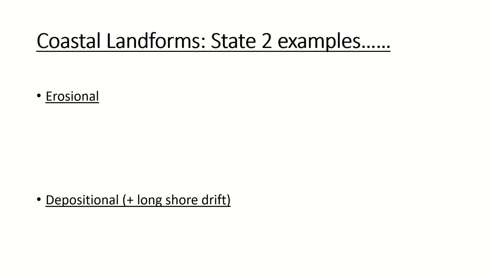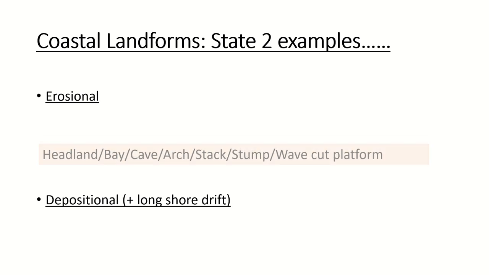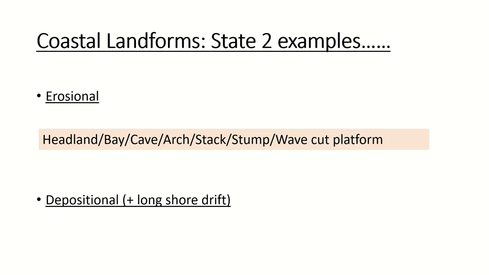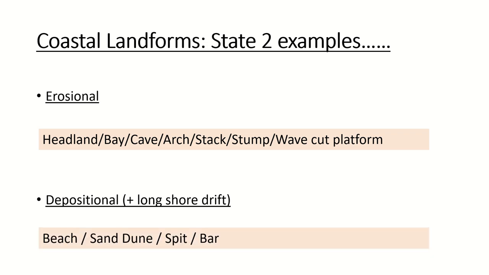So, thinking about coastal landforms, there are 2 main types of coastal landform that are formed by the process of erosion, transportation, and deposition. Pause the video. Can you state 2 examples of erosional landforms on the coast and 2 examples of depositional? So, for erosional, we've got headland, bay, cave, arch, stack, stump, wave-cut platform. Any of those could be a 4 or even a 6 mark question. And for depositional, we've got beach, sand dune, spit, and bar.